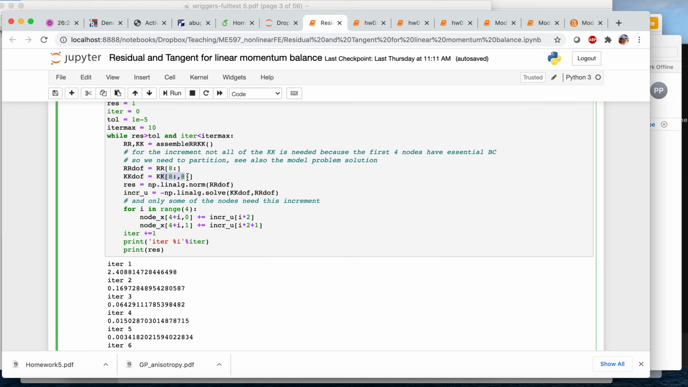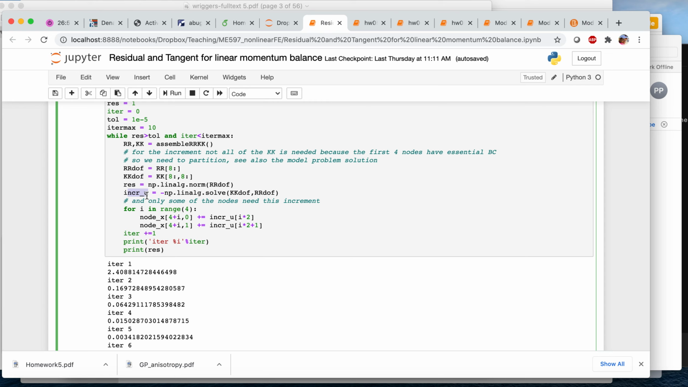And then I also need to ignore the corresponding rows and columns of the stiffness matrix. And then I calculate the increment by doing the solution of the stiffness, or the tangent, times the residual. And then just note again that that increment is for the nodes that do not have essential boundary conditions, because the nodes that have essential boundary conditions, I know their position.